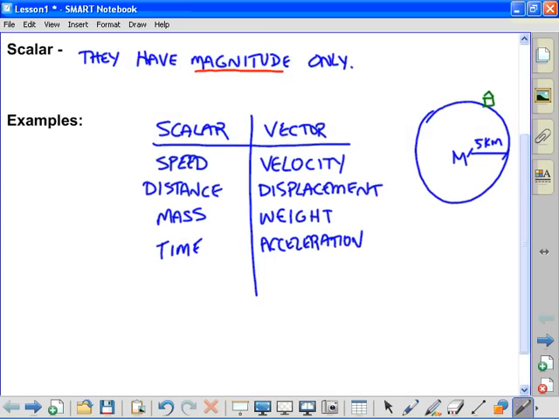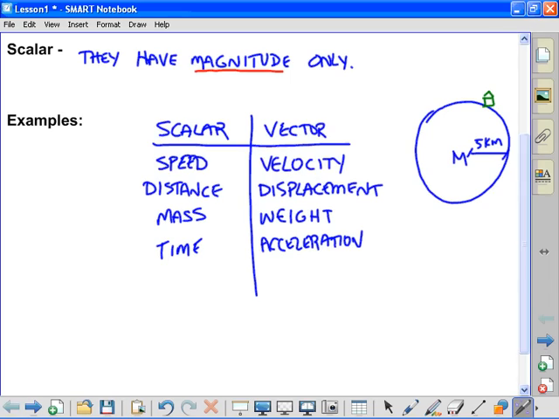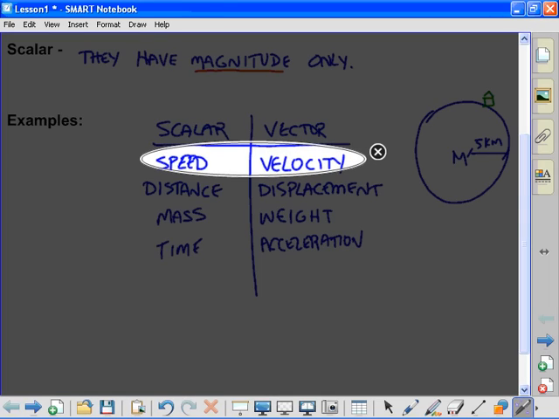If we look at our vector column then, velocity. Now velocity and speed are partners. Okay? Speed is a scalar, but velocity is a vector, and the difference is velocity has a direction. So if I asked you what's your velocity, you would tell me I was doing 100 or 80 kilometers an hour south or forward. Okay? Whereas speed, you're just giving me a magnitude. How fast are you going?